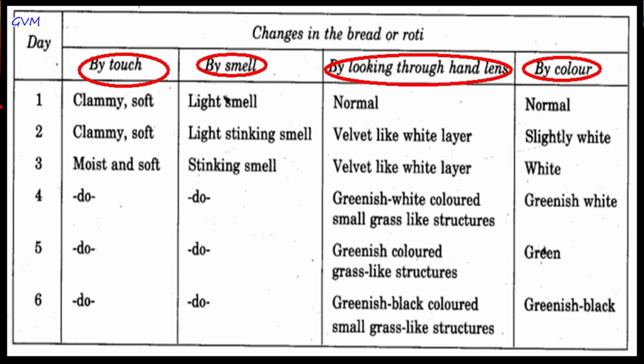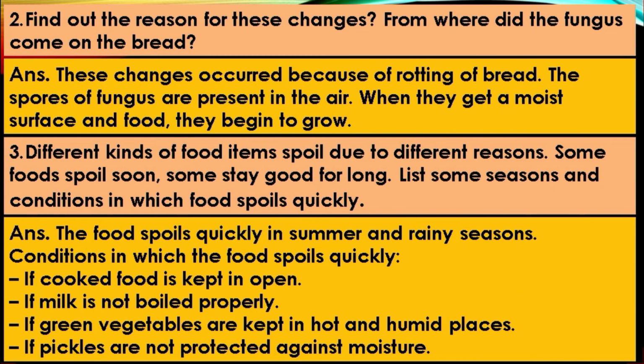So in this way, you have to observe it for about 1 week and note down your observations in the table given here. And students, once your table is completed, you have to answer these questions. The question is, find out the reason for these changes. From where did the fungus come on the bread?